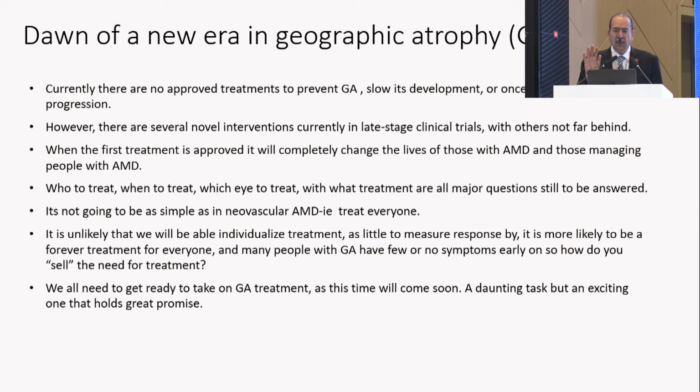Currently, there is no treatment approved for GA, either to prevent it, to slow its development, or once it's established, to slow its progression. But there are novel interventions in the pipeline, and I think once the first drug is approved, it will change not only the life of the patient, but also the life of the ophthalmologist. What I'm trying to share with you today is what's around the corner and how we should be prepared for it. It's not going to be like the treatment of neovascular AMD where you treat everybody. And so we really need to start thinking about geographic atrophy.